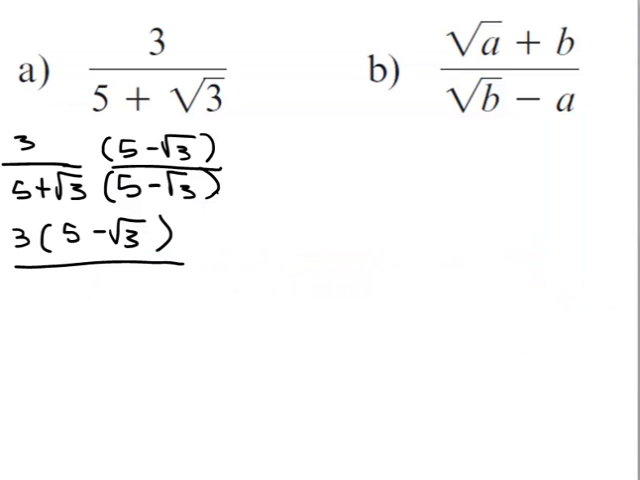So we're going to do the same thing back here. Here's my first term. 5 times 5 is 25. I'm not going to bother with the middle terms because I know they're going to cancel out.